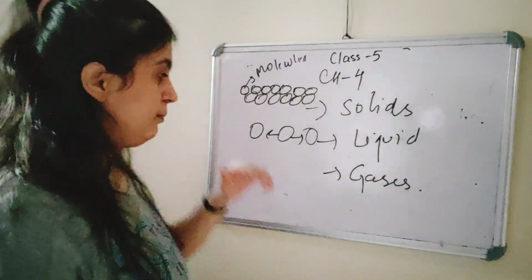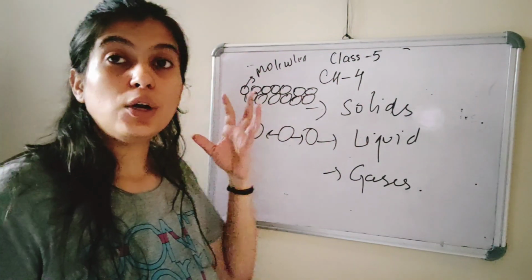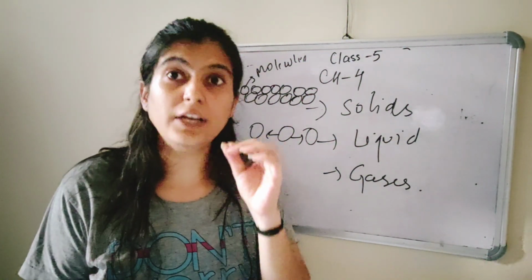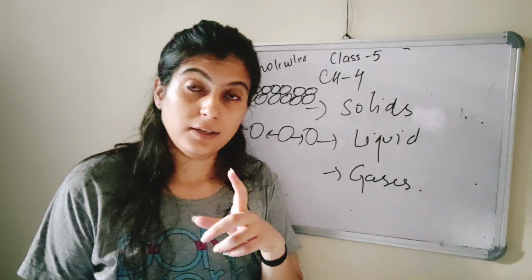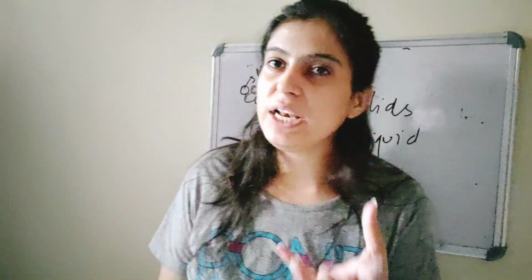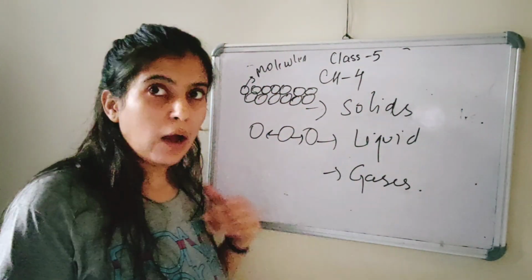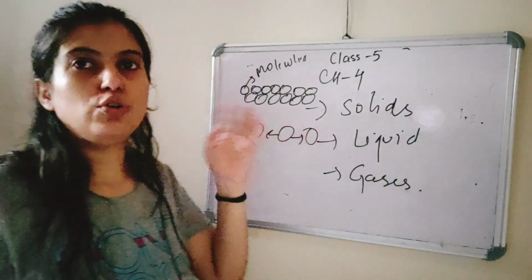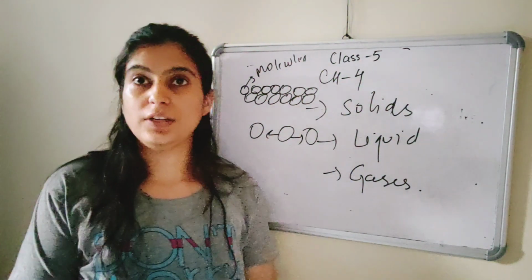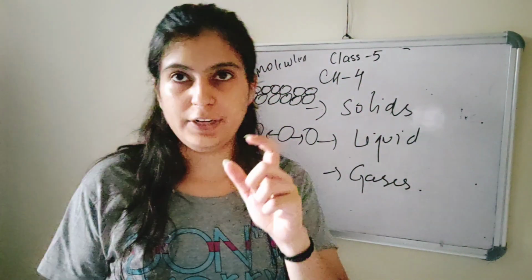And because there are spaces in between them, liquids do not have a definite shape, but they have a definite volume. If you put liquid into any container, they will acquire the shape of that container and you can measure the volume of the liquid. Now, if we talk about the forces of attraction, the forces of attraction are giving the solid a definite shape.